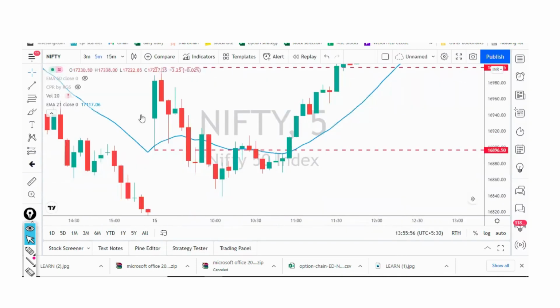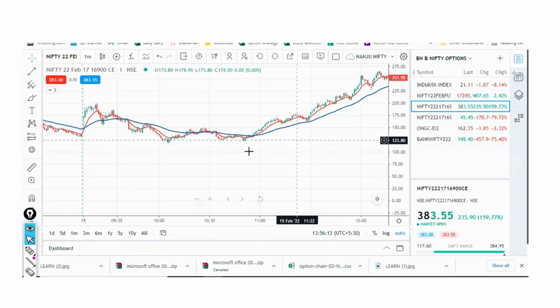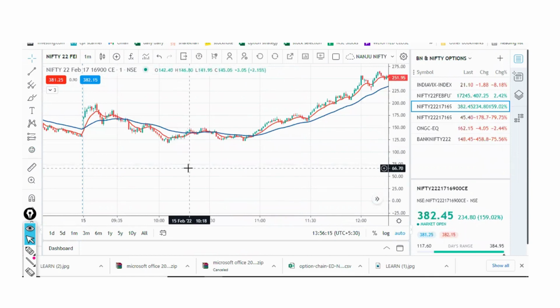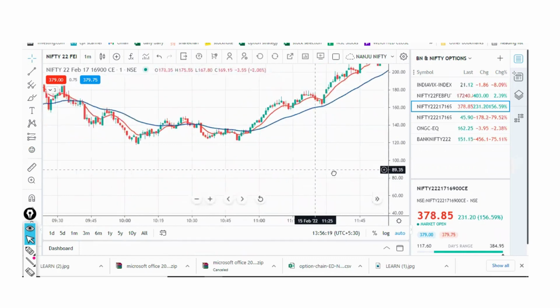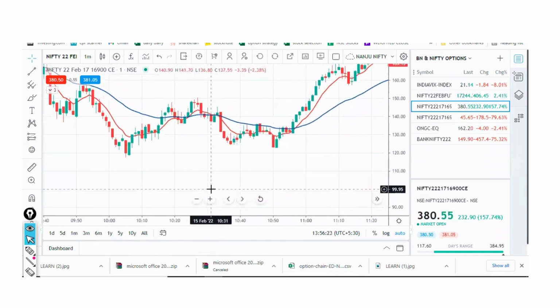What's the time here? The time here is 10:20. 10:20 option chart. Let me increase the size of this. 10:20. Yes. 10:20 option chart.